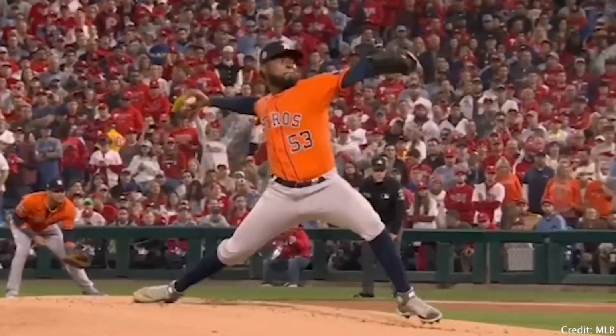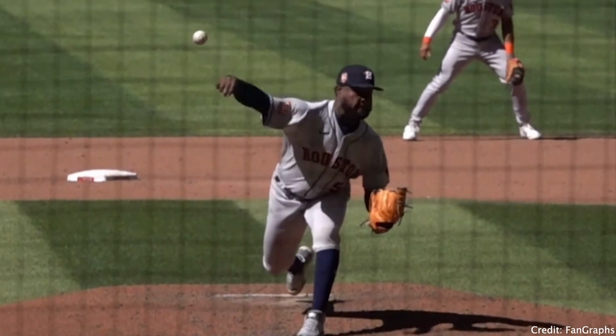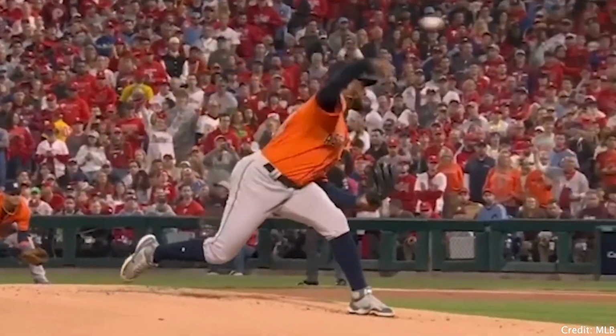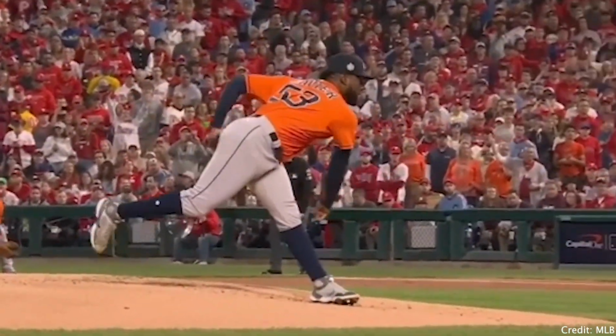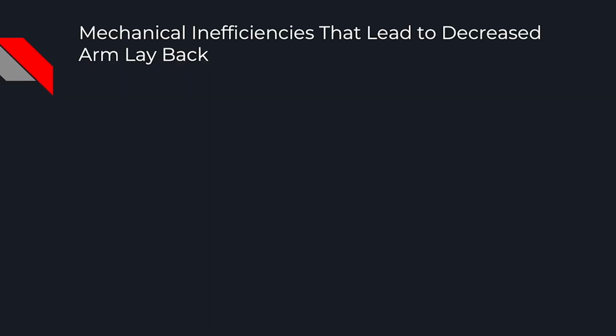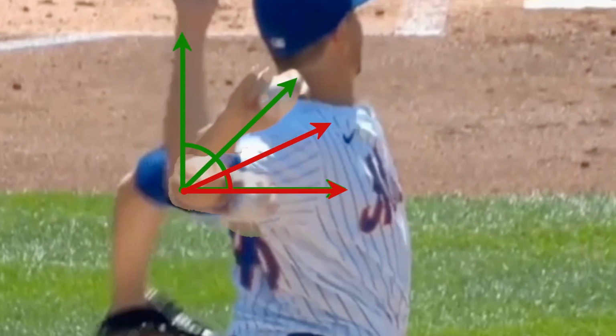All right, guys, so let's take a look at a pro example. Here I have Christian Javier, and we're going to look into each one of the mechanical inefficiencies that we would diagnose that would lead to a decreased range of arm layback. Number one on the list is being late into arm flip up. Again, we want to be in between that 45 to 90 degree range.